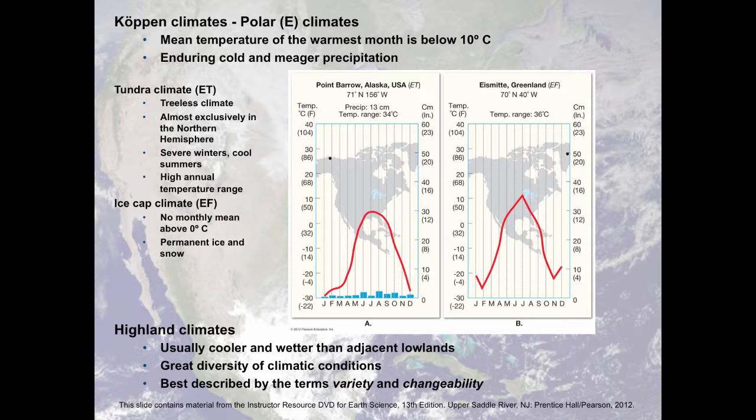That's a huge range of temperatures, almost 60 degrees for such a northern latitude. And an ice cap climate is characterized by relatively stable precipitation. There's no, it's permanent ice and snow. There is actual precipitation. I'm not sure why this graph doesn't show precipitation, because ice caps have precipitation, but there's no monthly temperature above 0 degrees C.